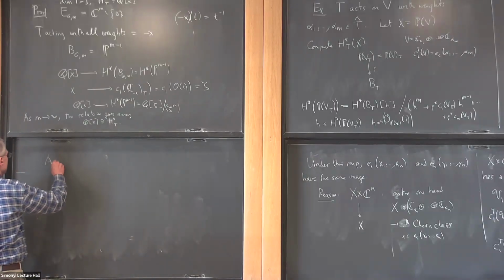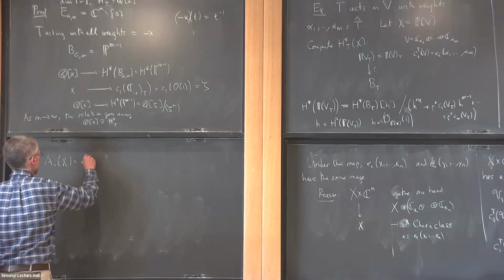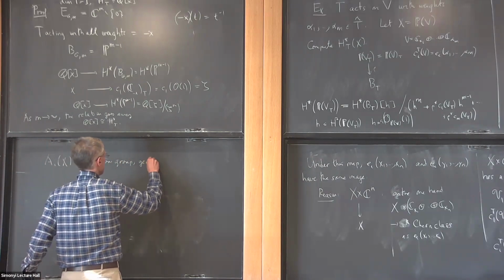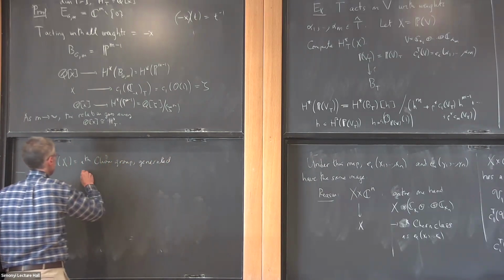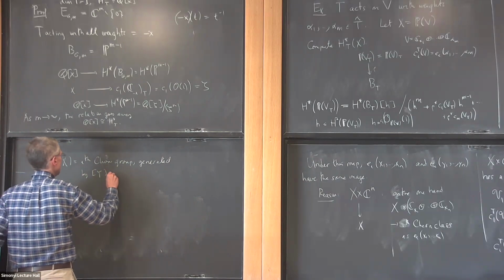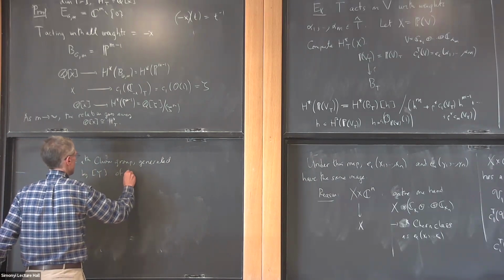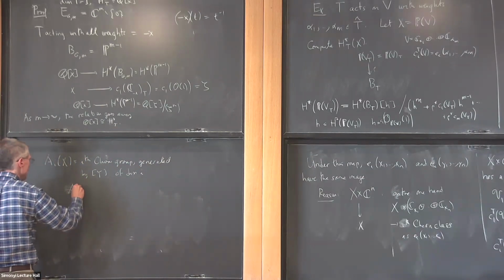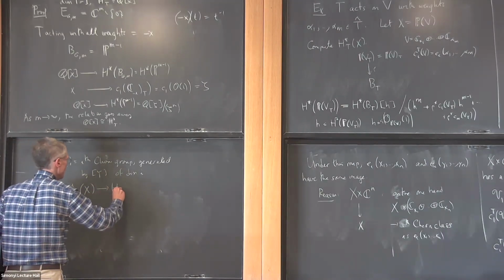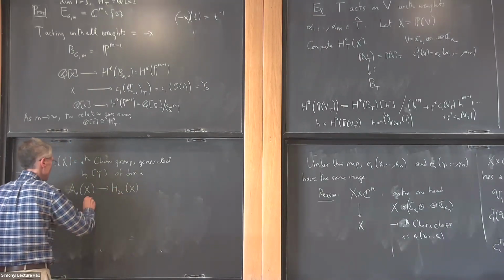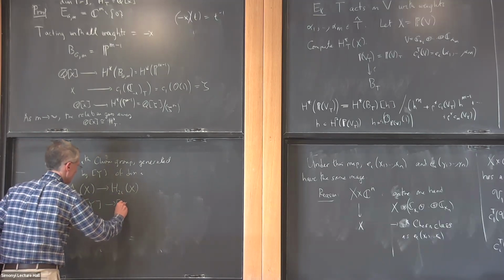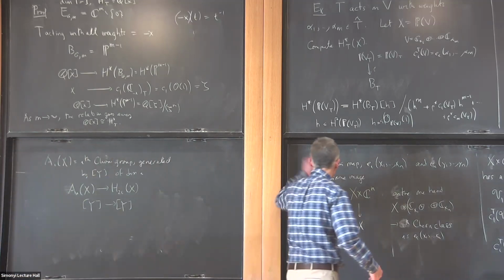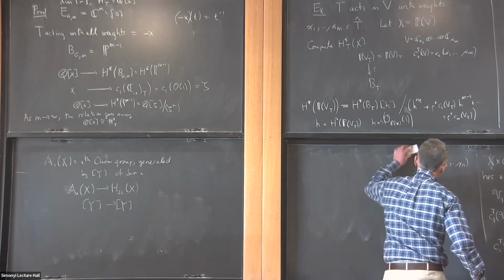So Ai of X is the ith Chow group, and it's generated by classes [Y] of subvarieties Y of dimension i. And in fact, there's a map of Ai of X into H2i of X, which just takes [Y] to [Y]. So for our purposes, these groups are pretty similar.